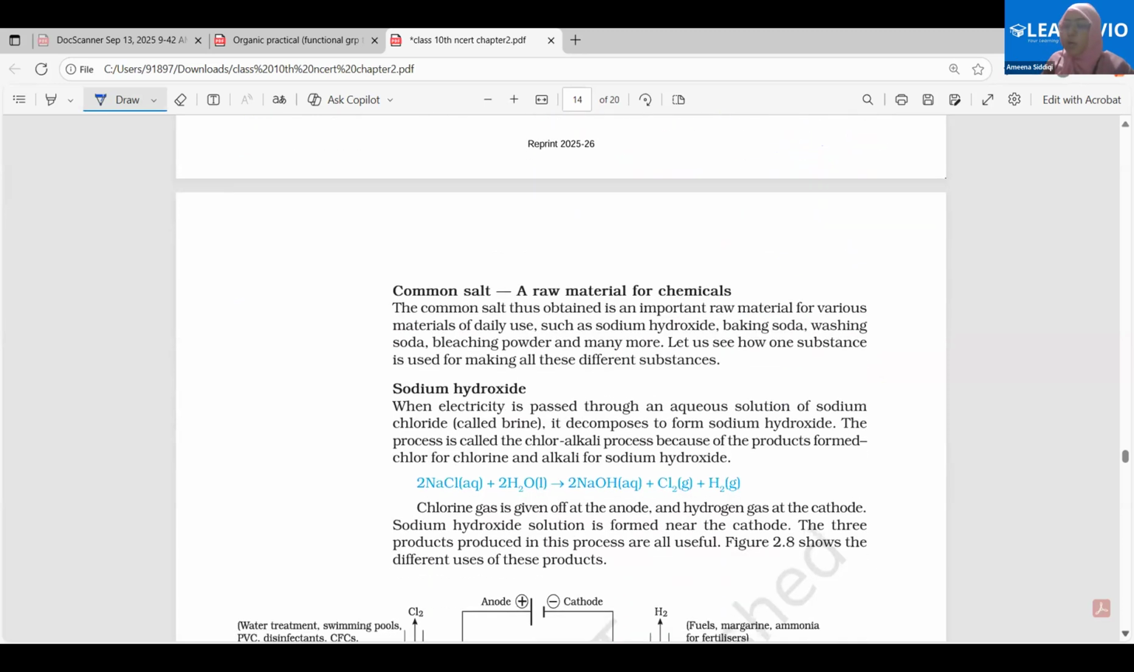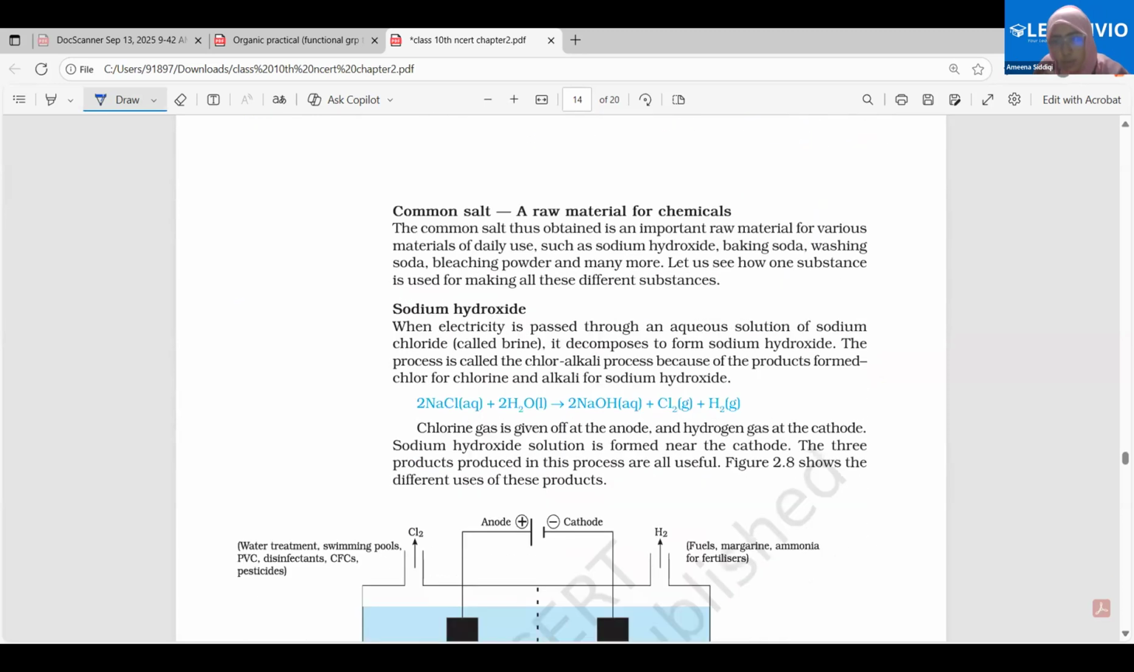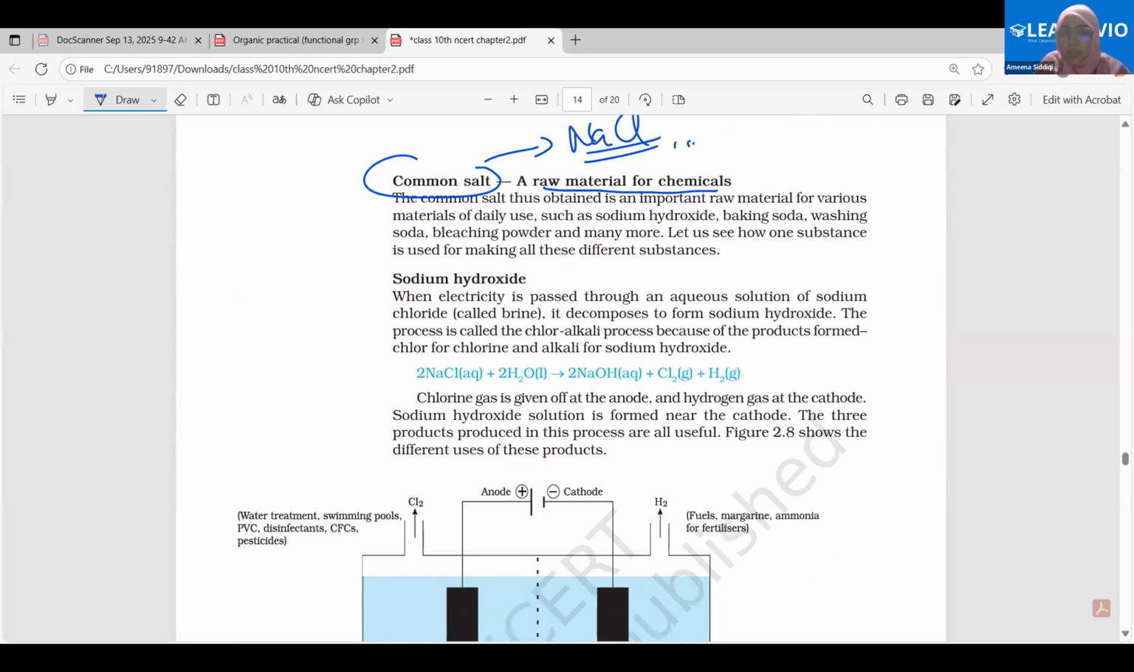Now, common salt is very important for our diet and also for industrial purposes. It is a raw material for other chemicals. Be very clear with the formula and the formation of NaCl. Common salt thus obtained is an important raw material for sodium hydroxide, baking soda, washing soda, bleaching powder, and many more. Quickly write down the formulas for all of these compounds: sodium hydroxide, baking soda, washing soda.